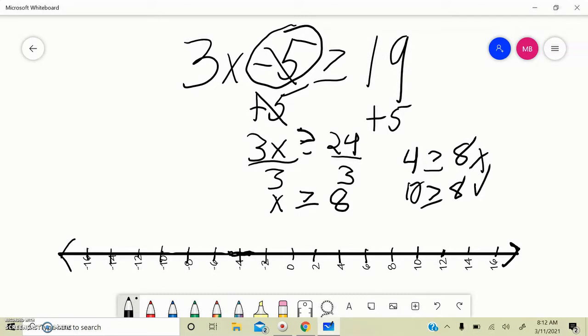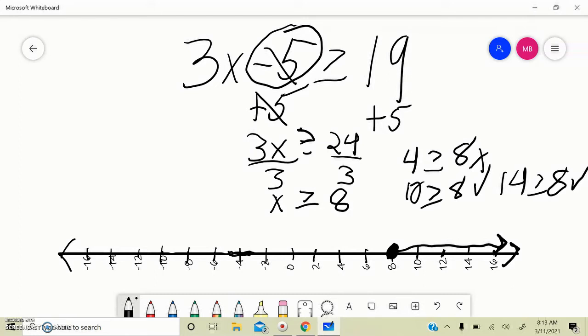I'm going to do one more. Let's do 14 is greater than or equal to 8. Does that one work? Yes, that one works. So I'm going to go ahead and plot my whole filled in circle because I have that extra line. And I'm going to go ahead and plot my line getting larger.